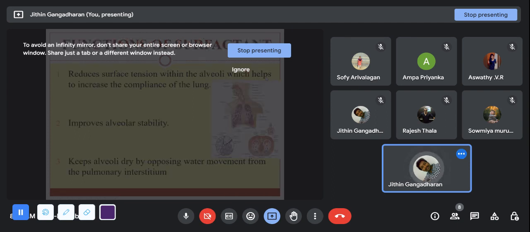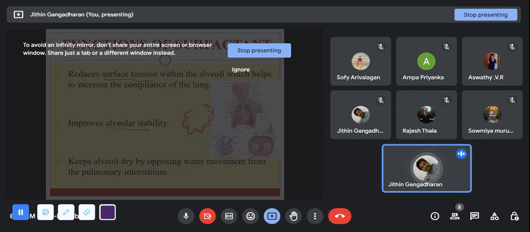Now, what are the functions of surfactant? In the alveolar sac, we have some surfactant. It's just a material inside the alveolar sacs. So this will prevent alveolar collapse. It reduces the surface tension, thus preventing collapse of the alveoli.